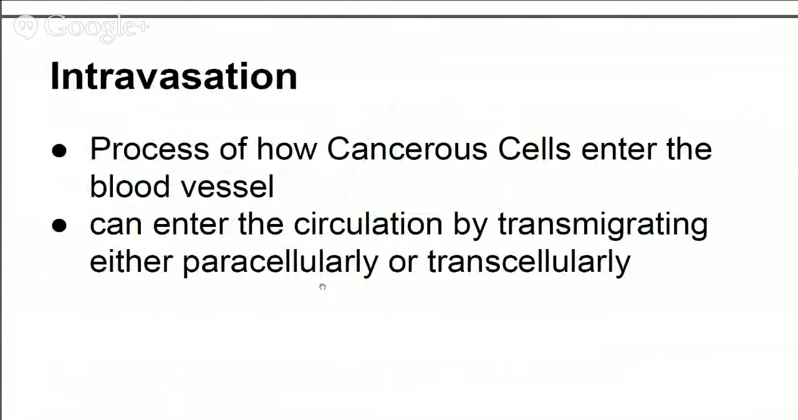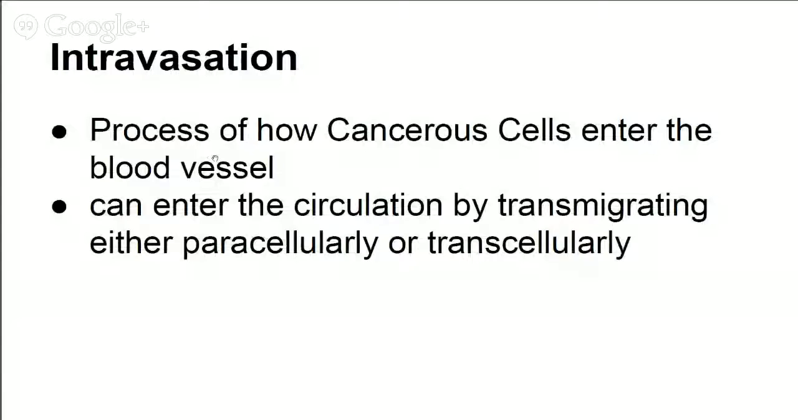As I was saying before, intravasation is the process of how cancerous cells enter the blood vessel. They can enter the circulation by transmigrating either paracellularly or transcellularly. Paracellularly is basically when the cell, rather than going through the actual cell itself, will go through the junction of the cell. Transcellularly is the opposite, in which they will actually go through a cell itself in order to get to where they need to get to.